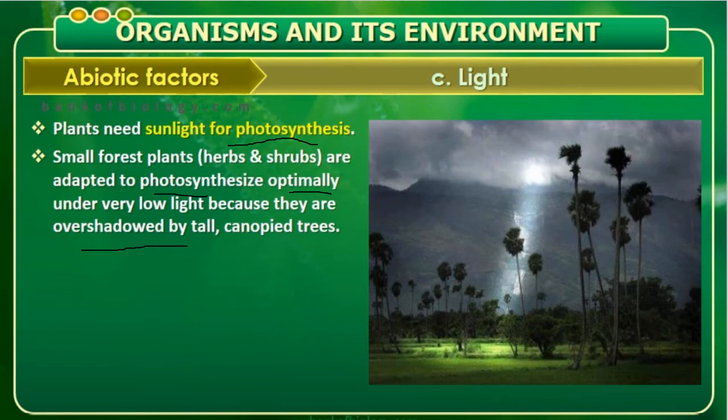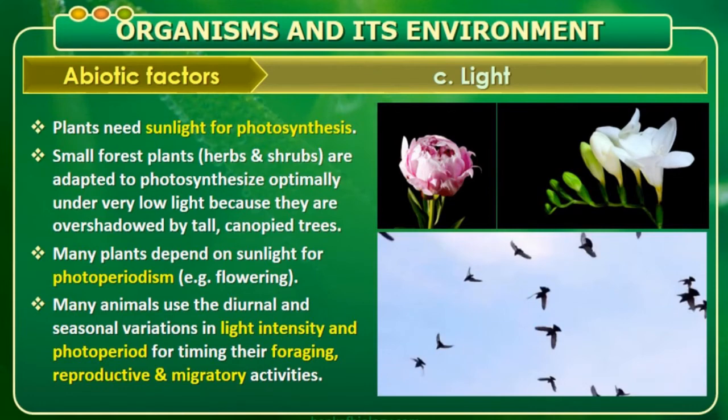So that is regarding a small forest. Then many plants depend on sunlight for photoperiodism, of course. Here we speak of long day plants and short day plants. Some plants require more than 8 hours of light for flowering. Some plants may require 12 hours for flowering. For some plants, less than 8 hours is required. So, accordingly, plants are classified according to photoperiodism, that is, long day plants and short day plants.